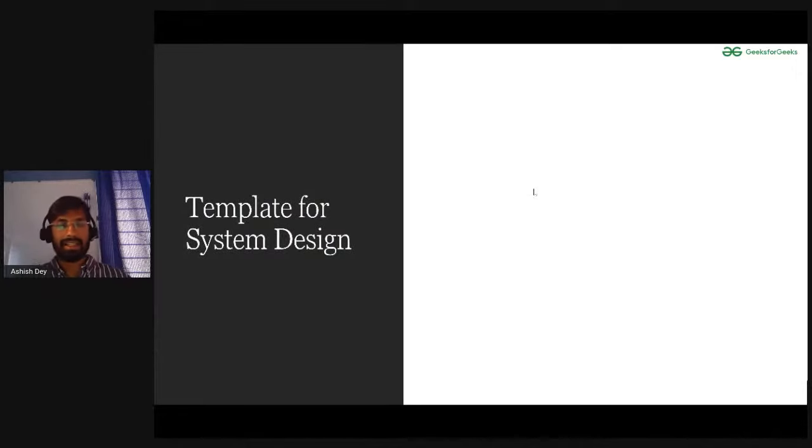See, this is now the most important part: how you are actually going to approach any system design interview. So that's how I came up with some kind of a template. I already mentioned that it's not a fixed template, it's a recommended template. It's up to you. If you would like to add some things over here, you can add them.